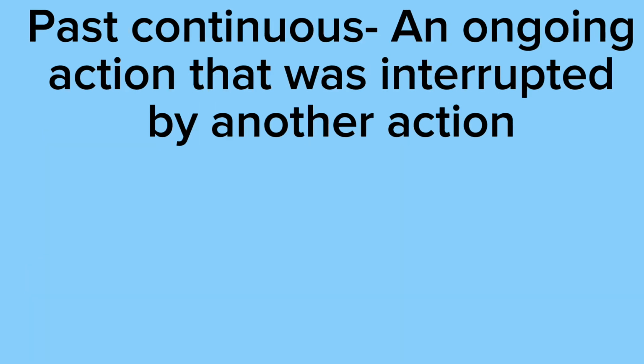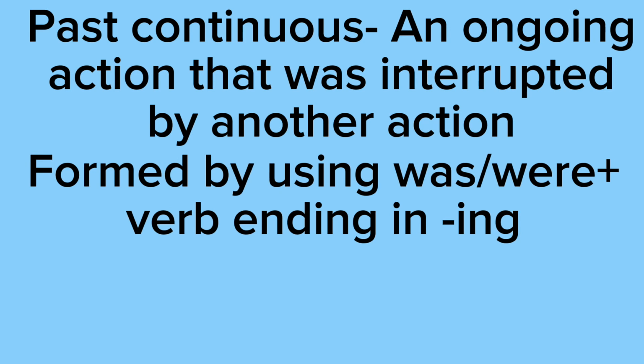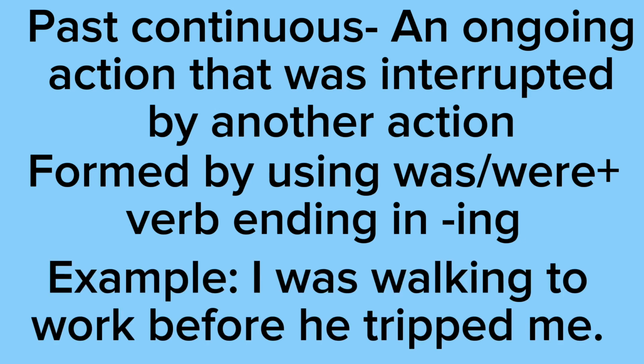Next, we have past continuous, which means an ongoing action was interrupted by another action. This is formed by using was or were, depending on the subject, plus the verb ending in -ing. So our example says, "I was walking to work before he tripped me." As you can see, we used was plus the verb walk plus -ing, so walking. So me walking was the action that was interrupted because he tripped me. So I was walking, which was one action, and then he tripped me, which was another action.